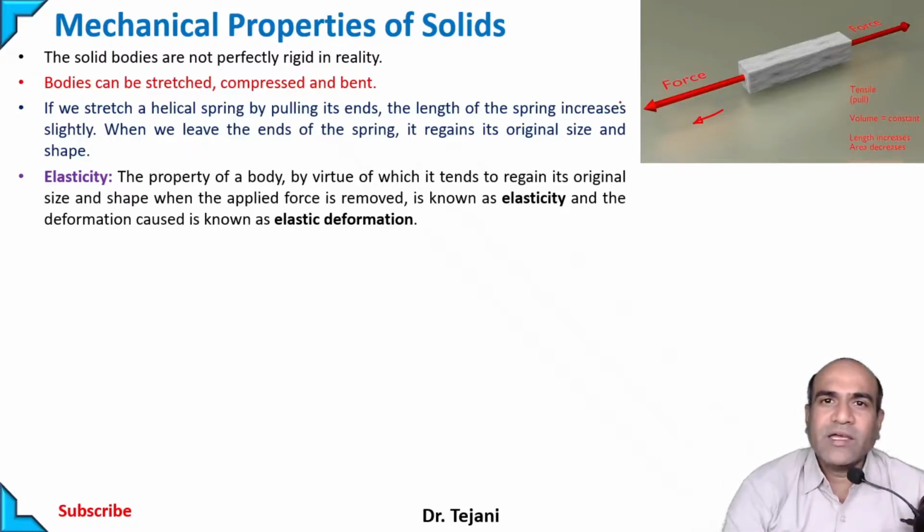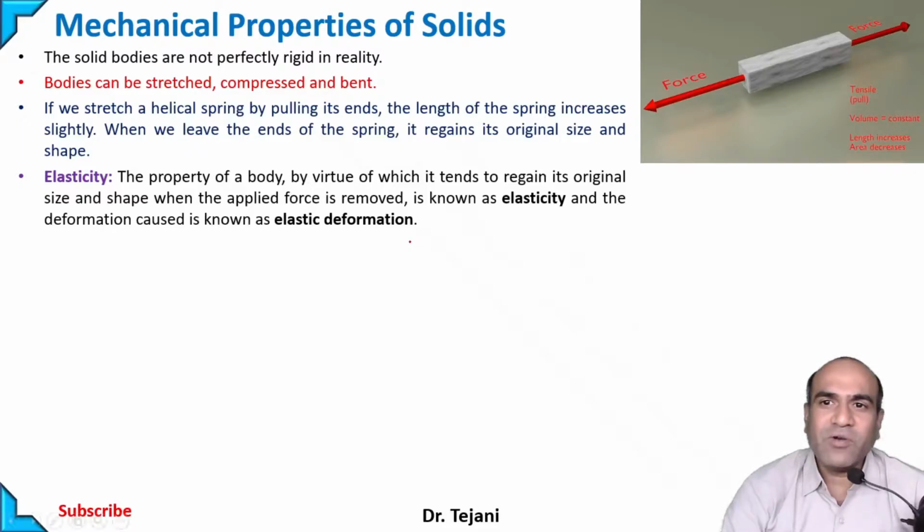And once we release this force, the body returns to its original position, meaning original shape and size. That property is known as elasticity. The definition says this is a property of a body by virtue of which it tends to regain its original shape and size when the applied force is removed. This is known as elasticity.